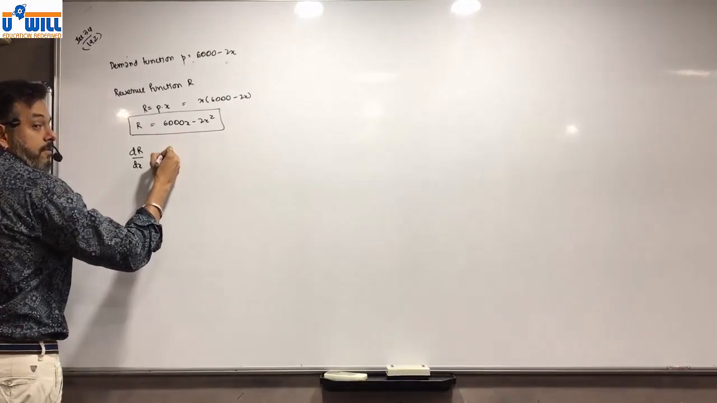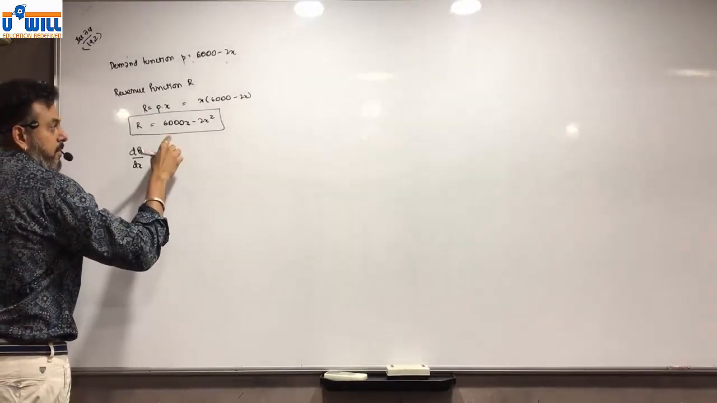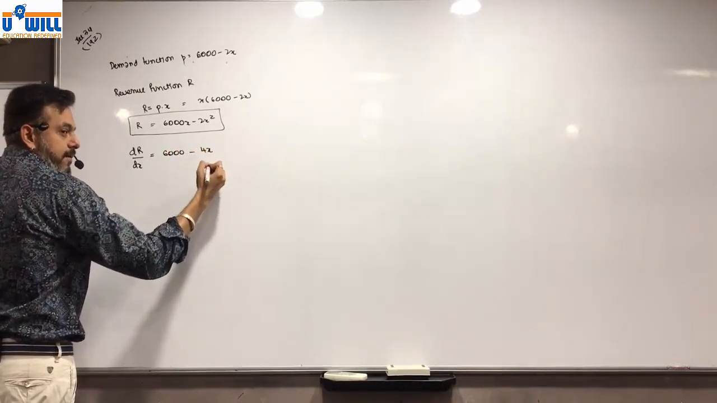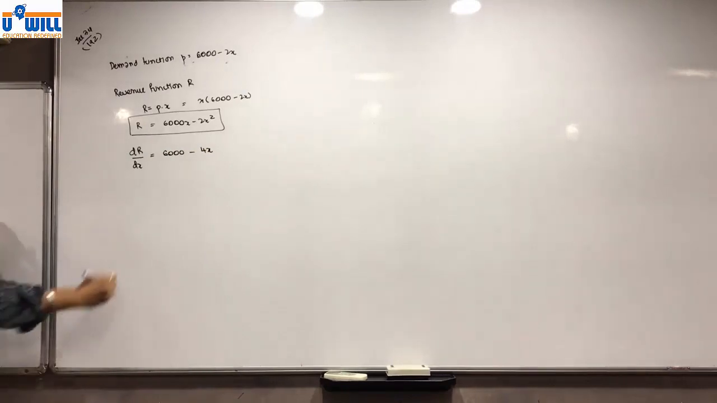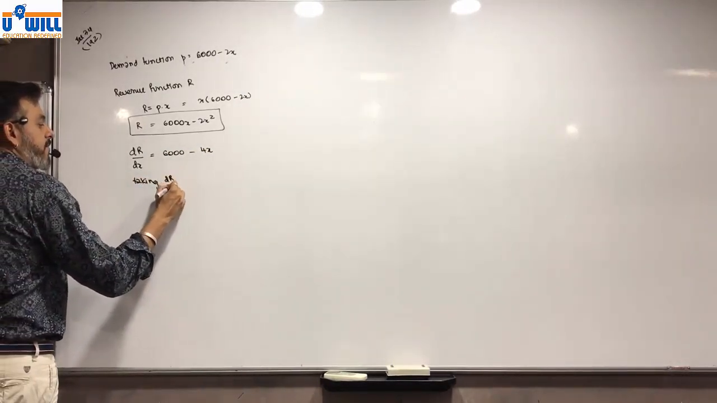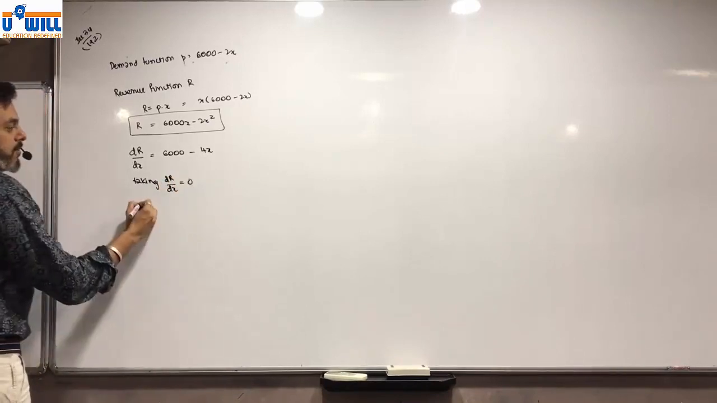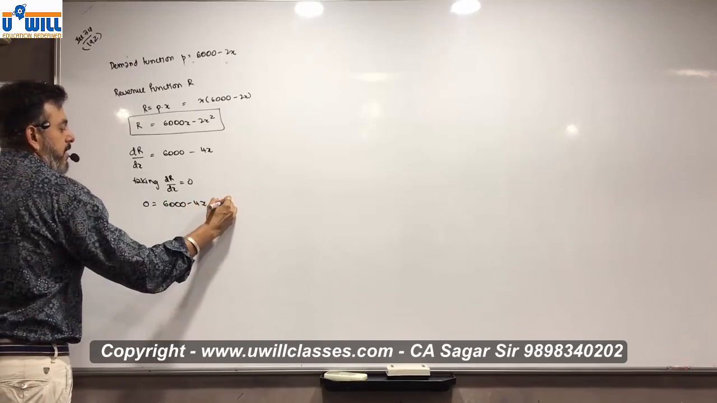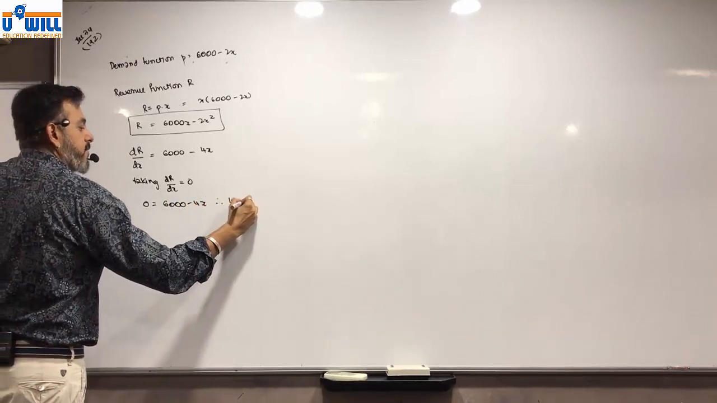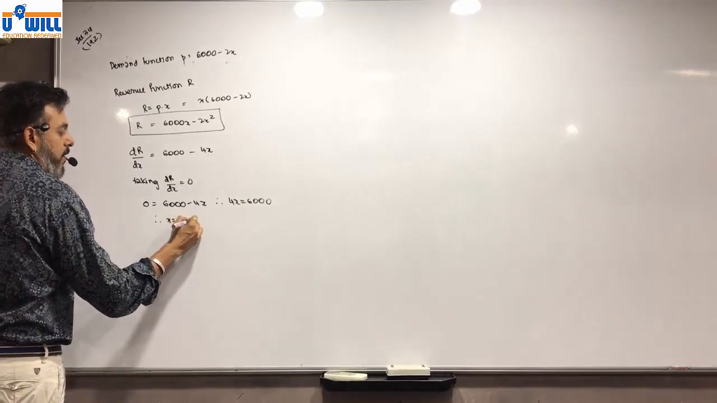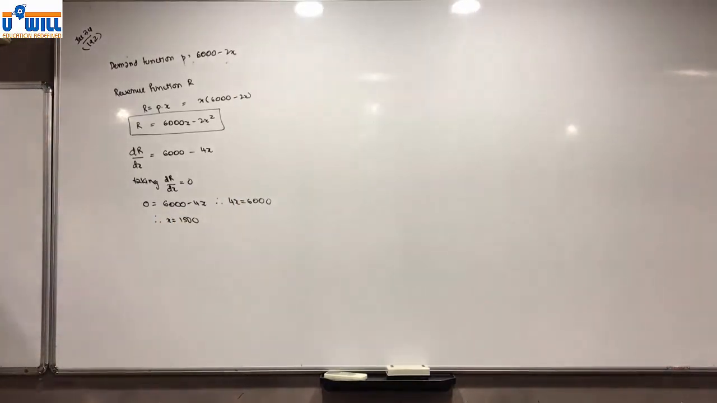6,000 minus 4x. Okay. Now taking the derivative of R with respect to x is equal to 0. 0 is equal to 6000 minus 4x. Therefore, 4x is equal to 6000. Therefore, x is equal to 1500.